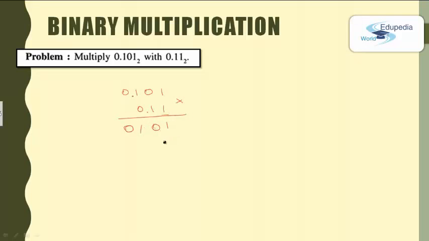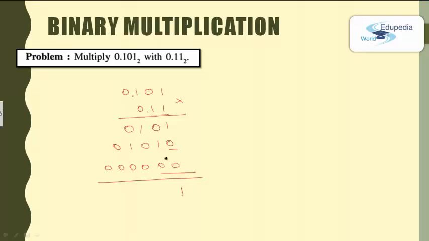Now for the second row, we start by putting a 0 and then from this bit. 1 multiplied by 1 is 1, 1 multiplied by 0 is 0, 1 multiplied by 1 is 1, and 1 multiplied by 0 is 0. And now for the third row, we put 2 zeros and start from this bit. As 0 multiplied by anything is 0, we put all the zeros in here.